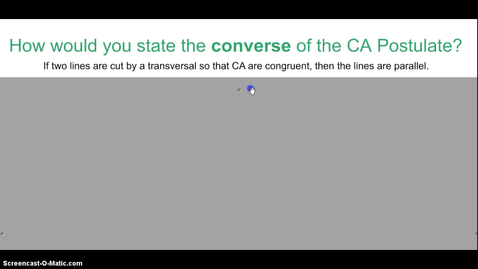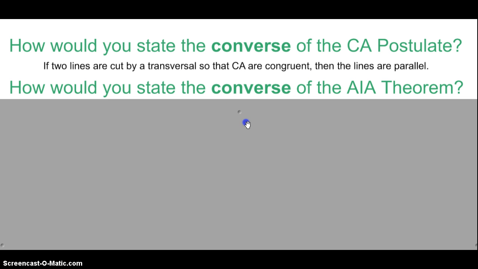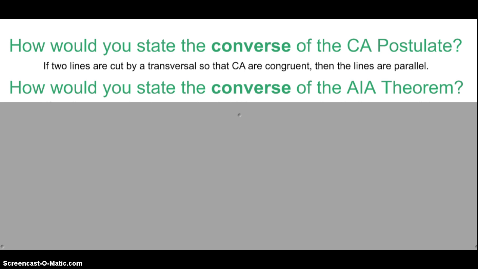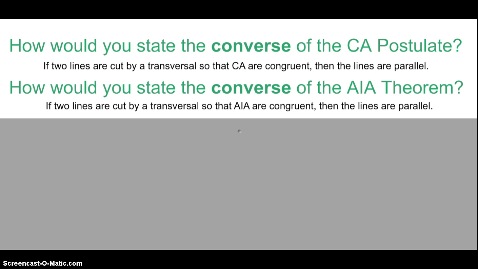And you should have written, if two lines are cut by a transversal so that corresponding angles are congruent, then the lines are parallel. Notice how now we're actually concluding that the lines are parallel based upon the relationship between the angles. So let's look at another one. How about the converse of the alternate interior angle theorem? Write that converse in your notebook. You should have written, if two lines are cut by a transversal so that alternate interior angles are congruent, then the lines are parallel.